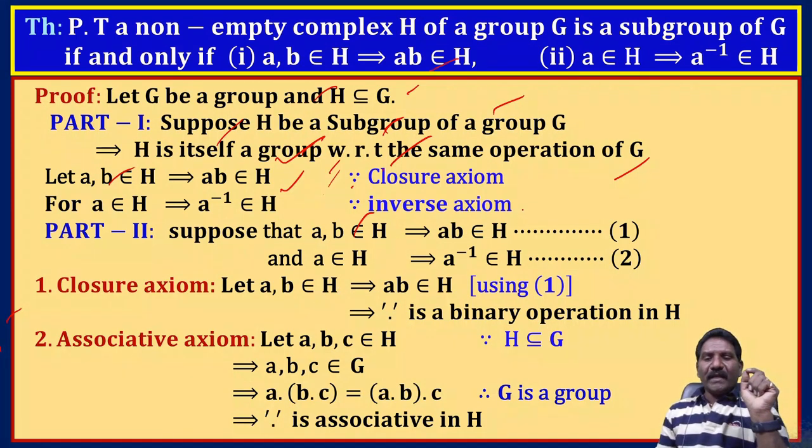Closure property. Using condition 1, A, B belongs to H gives AB belongs to H. AB means A dot B belongs to H. This gives that dot is a binary operation in H.